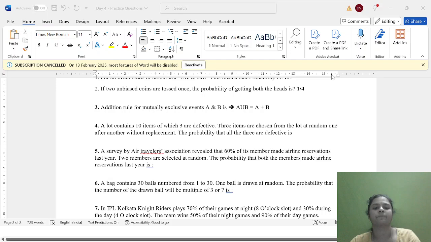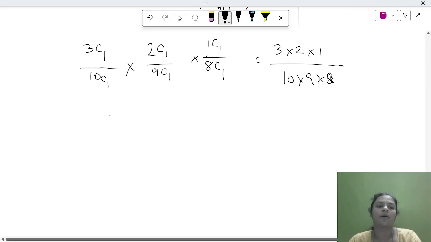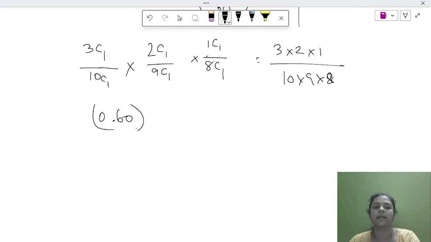Okay. Fifth one. A survey by Air Travelers Association revealed that 60% of their members made airline reservations last year. 2 members are selected at random. Probability that both the members made reservations is. So, for each member, the probability of success is 0.6 or 60%. Now, how many members are selected at random? 2. So, both made the reservation means 0.6 into 0.6. The answer is 0.36.